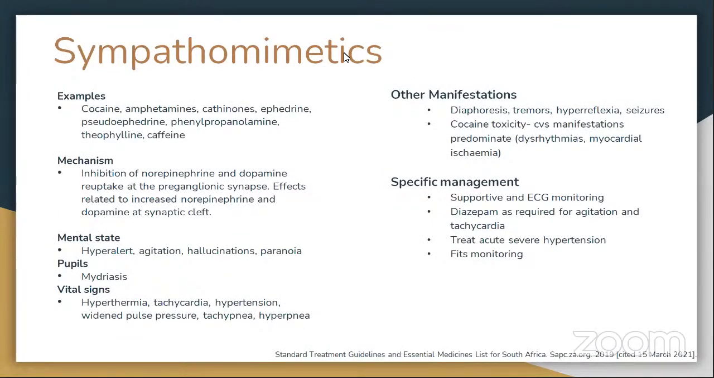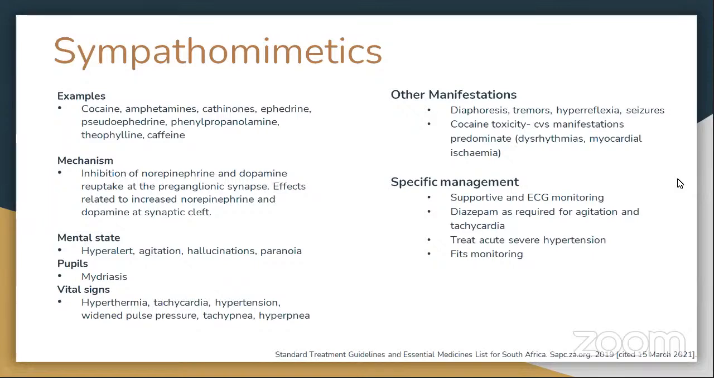Okay, then the sympathomimetics. Now these include the cocaines, or amphetamines, the methamphetamines. Most commonly, cocaine is the most common sympathomimetic that we see. Now, the mechanism that these work is the inhibition of the catecholamines, such as norepinephrine and dopamine reuptake. So the effects are related to basically an increase in the sympathetic nervous system.